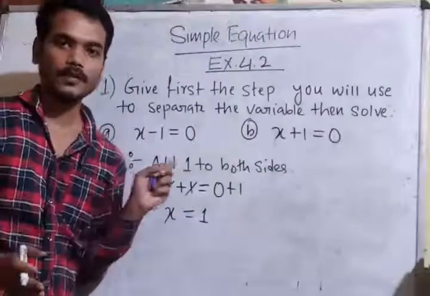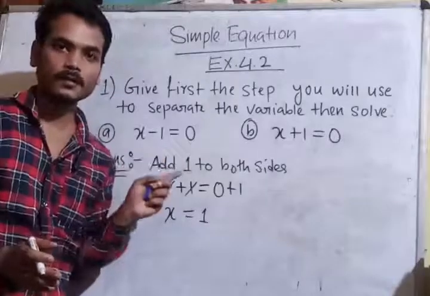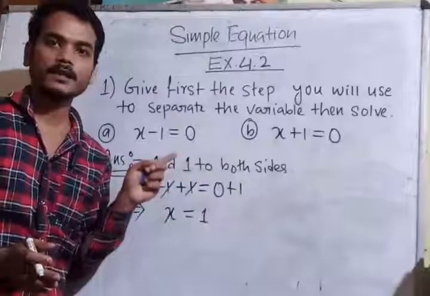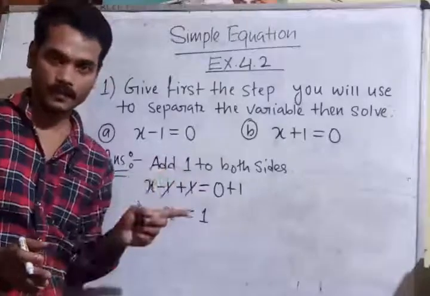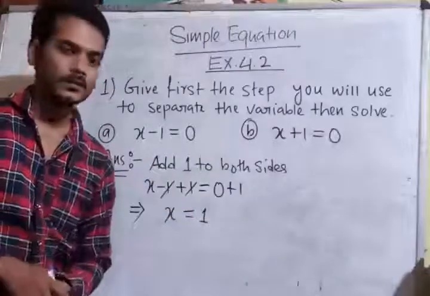Simply you have to see what number is there. That number only you have to do. If this is plus, you will write minus 1. If it is minus 1, you will write plus 1. If it is multiplied by 1, you will write divide by 1. If it is divided by 1, you will write multiplied by 1. This much only you have to do.